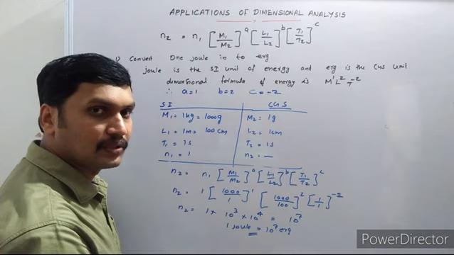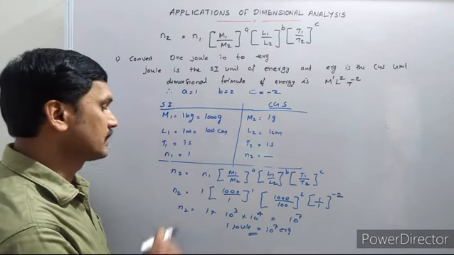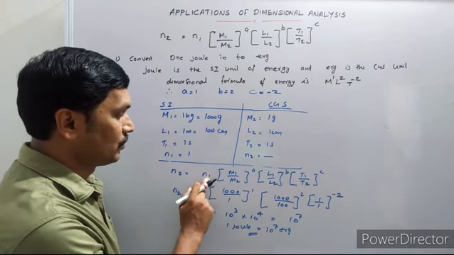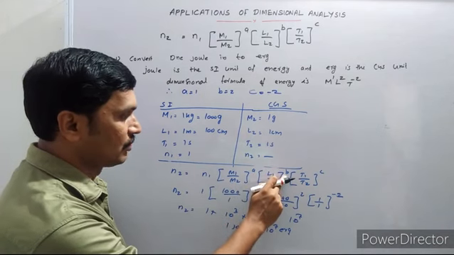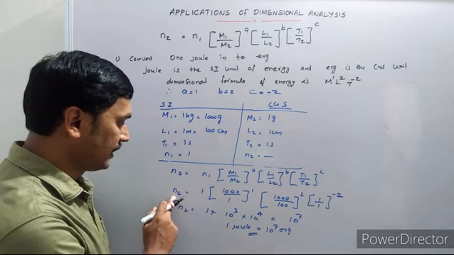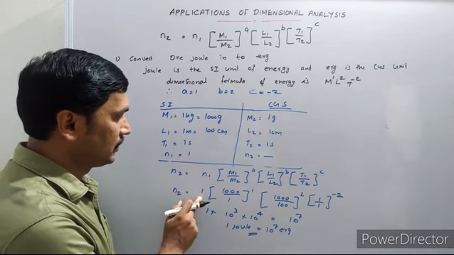N2 is the unknown. What is the number in the second system? That is what we want to find. So substitute in our formula. N2 is equal to N1 into (M1 by M2) whole raised to A, (L1 by L2) whole raised to B, (T1 by T2) whole raised to C. N1 is equal to 1.